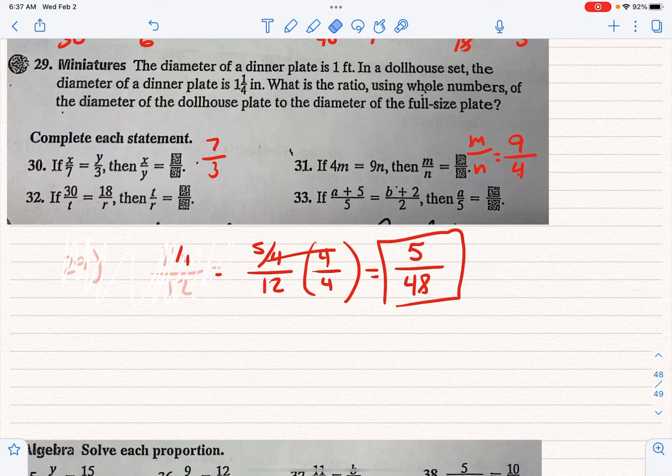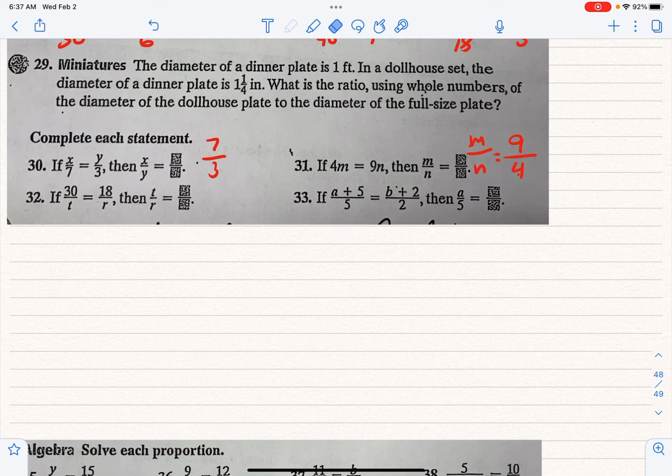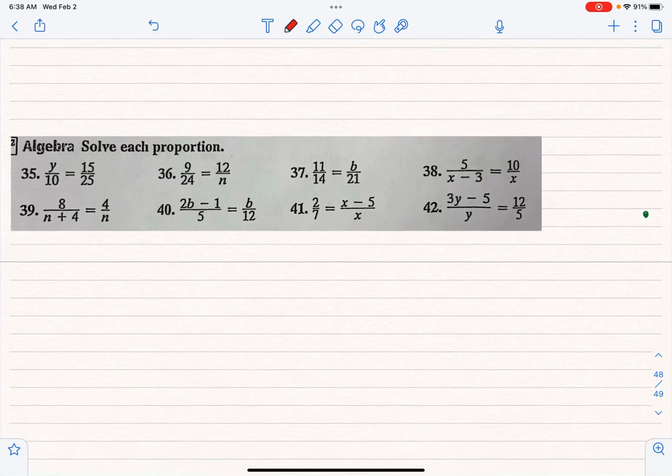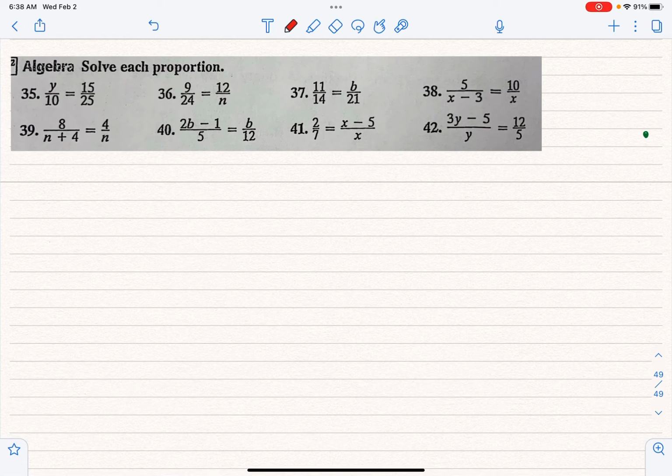All right, let's see, get rid of this. There we go. Okay, number 32. If 30 is to t the same way 18 is to r, then t is to r the same way 30 is to 18. And number 33, if a plus 5 is to 5 the same way b plus 2 is to 2, then a over 5 is just like b over 2. Pretty straightforward and simple. All right, home stretch. Last few problems. Again, these are just your 7th and 8th grade math, so we're going to move quickly.